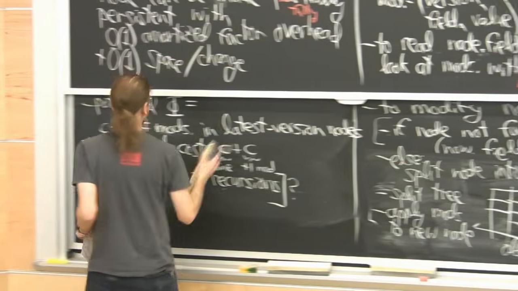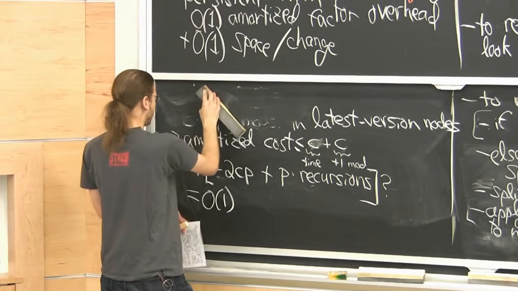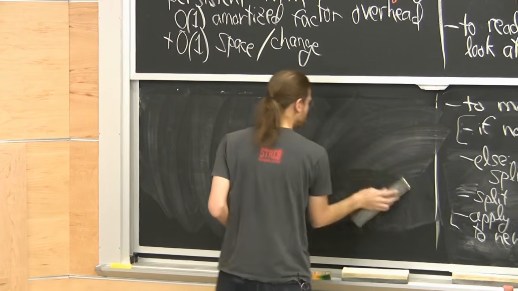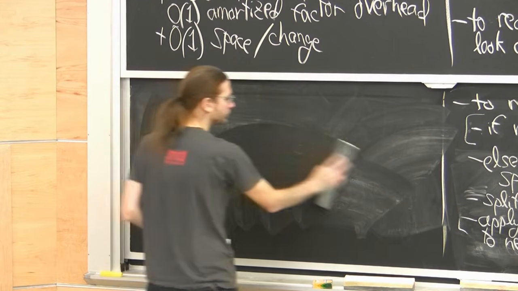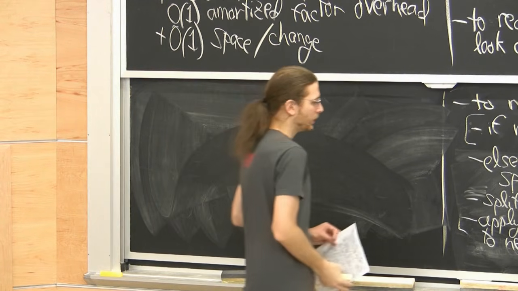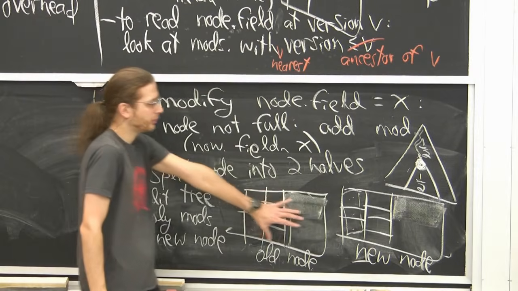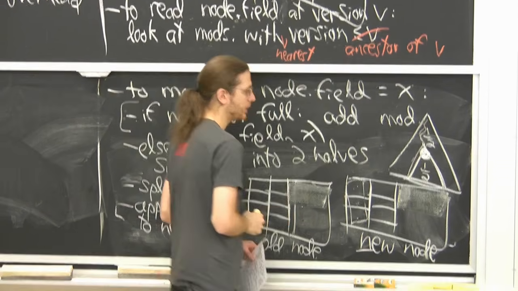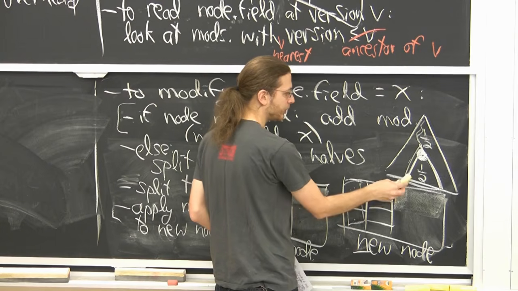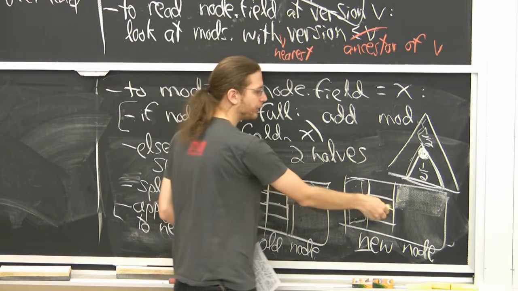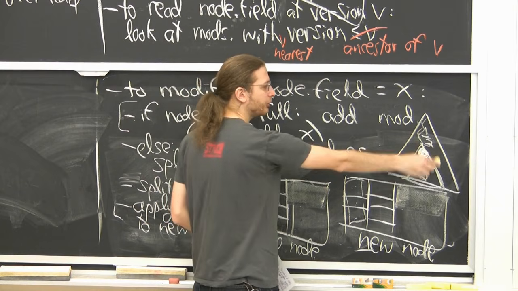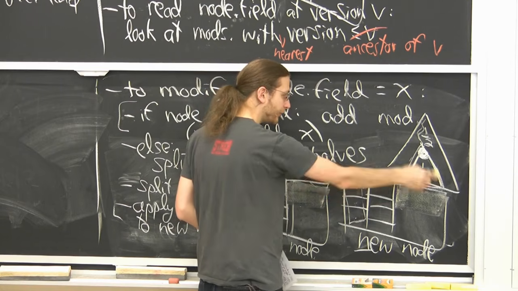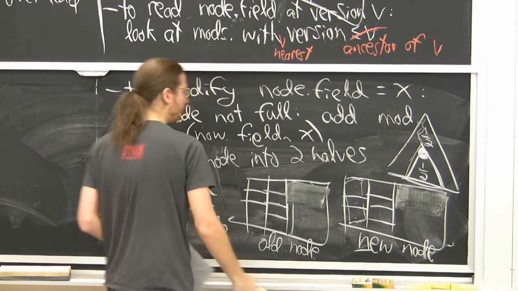So let's go over here. Old node hasn't moved, but this new node has moved. So for all of these versions, I want to change the pointer that used to point to old node so it now points to new node. In these versions, it's fine. It should still point to old node because this represents all those old versions. But for the versions in the subtree, it's got to point here instead.